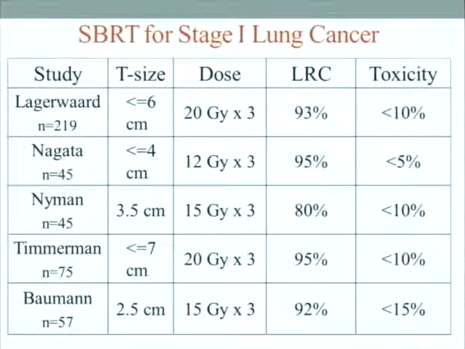And the studies support the use of SBRT. These are five single institution trials with well-selected tumors, delivering doses of 12 to 20 gray in 3 fractions. You can see excellent local regional control rates of 80 to 95% with very low rates of toxicity. And that's because of the excellent conformality and accuracy of treatment.